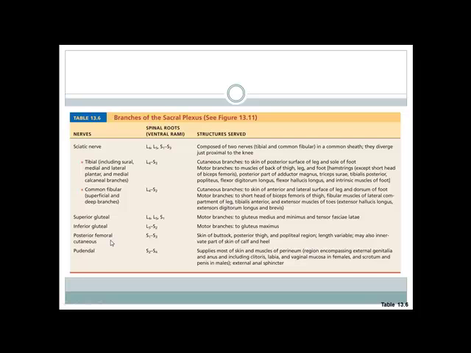Once again, these are going to name where they're doing. So posterior femoral cutaneous, this will be the back of the thigh and the buttocks for the skin. All right, muscles in the popliteal region. Inferior gluteal, this will be the glute max. Your glute max makes up like the bottom of your butt, so it's a big part of the glute max. Superior gluteal will be your glute medius and glute minimus. These are going to be higher up on the buttocks.